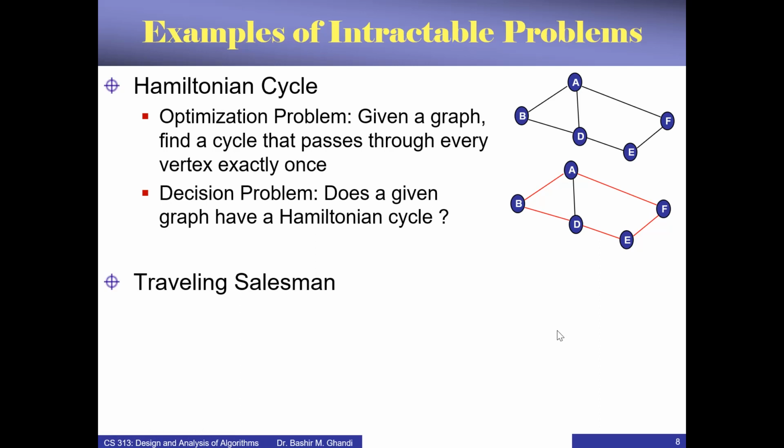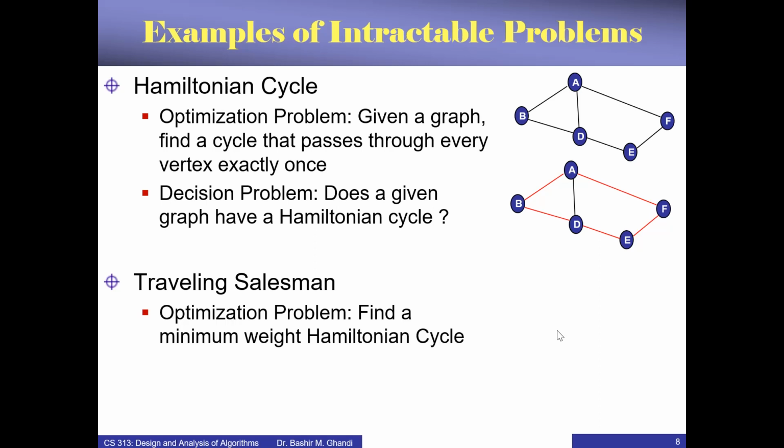Okay. Another example is the traveling salesman problem. As an optimization problem, we can cast this as follows: find a minimum weight Hamiltonian cycle. So it's very similar to Hamiltonian. The only difference is the edges have weights, and we want a cycle that goes through all the vertices, but with minimum cost.